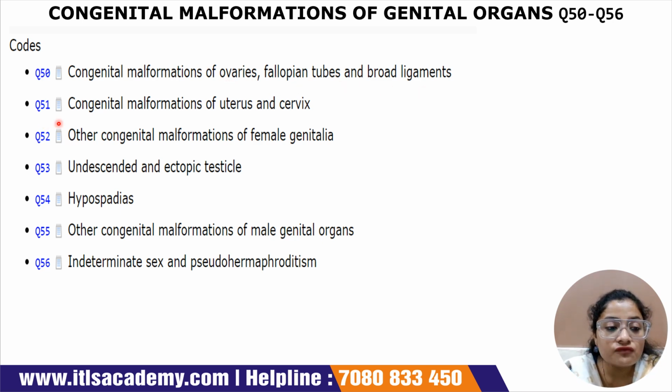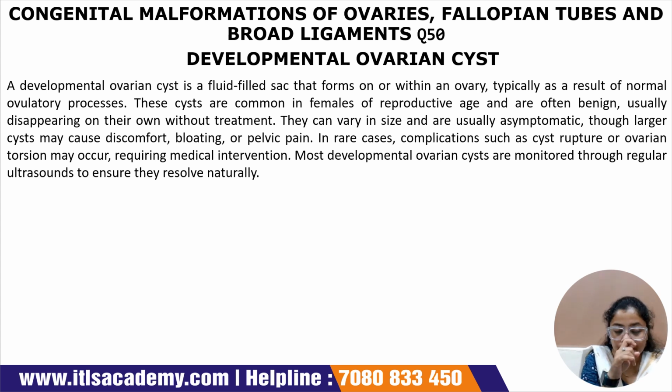Then we have Q51, which corresponds to congenital malformations of uterus and cervix. Then we have Q52, which corresponds to other congenital malformations of female genitalia. Then we have Q53, which corresponds to undescended and ectopic testicle. Then we have Q54, which corresponds to hypospadias. Then we have Q55, which corresponds to other congenital malformations of male genital organs. Then we have Q56, which corresponds to indeterminate sex and pseudohermaphroditism.